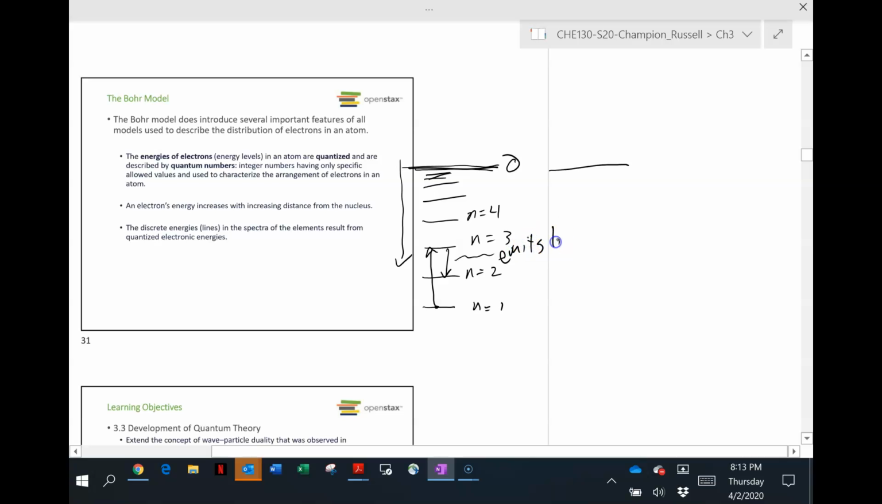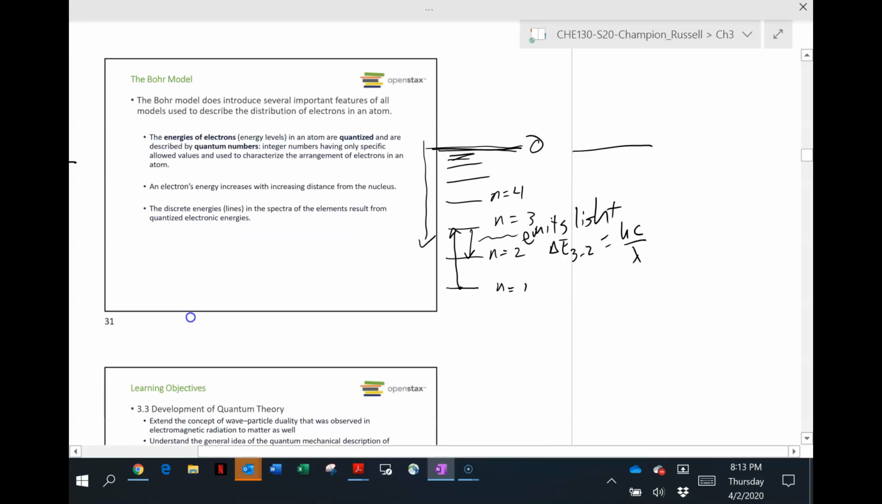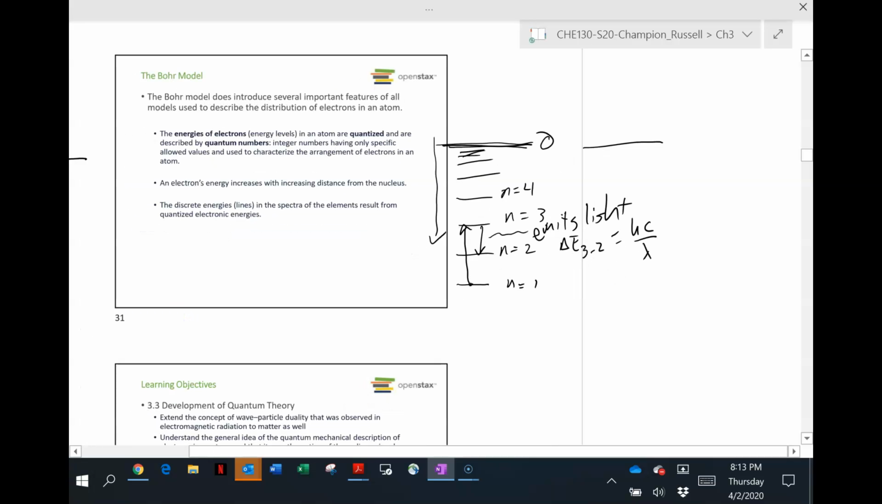The energy of that light is equal to the difference of energy from 3 to 2. And we can calculate all that, and we know that that's equal to hc over lambda, where lambda is the wavelength of that, so we can calculate those things. But the important idea is that you can't have like a 3.5 level or a 2.2 level. You've only got certain allowed energies.